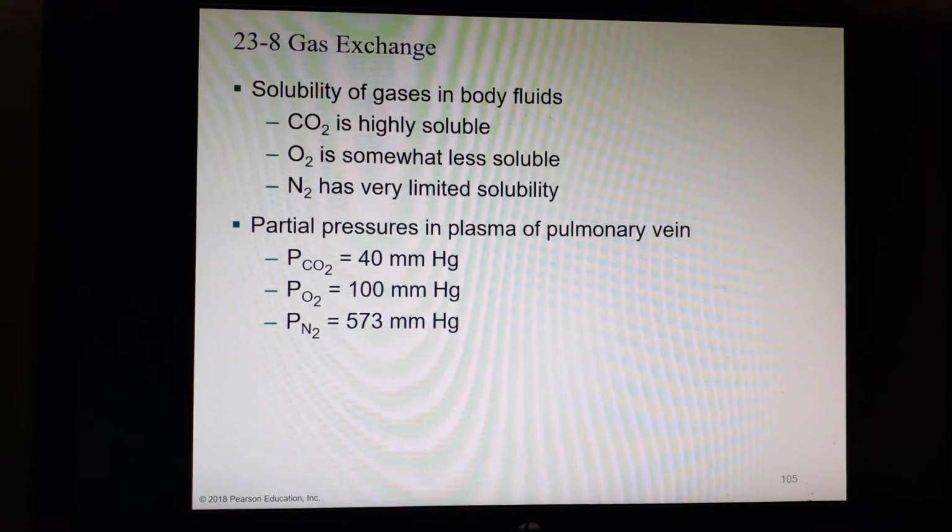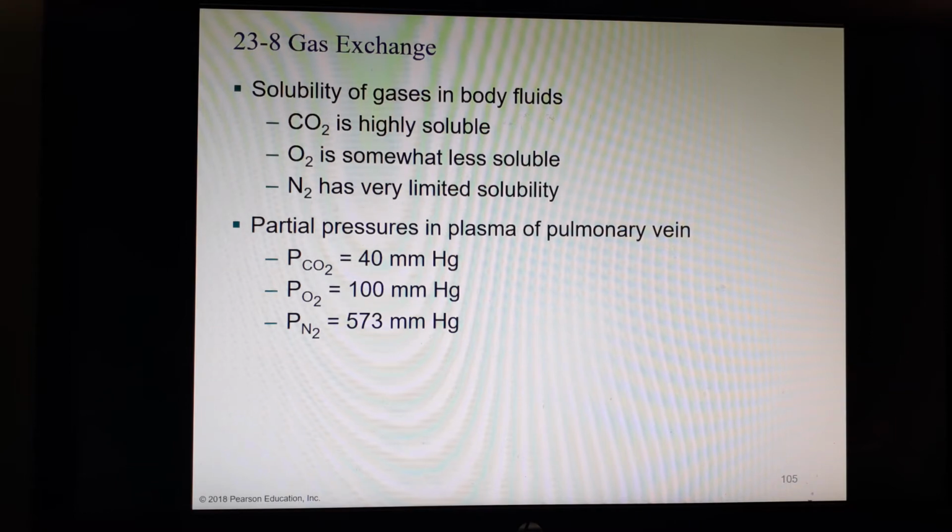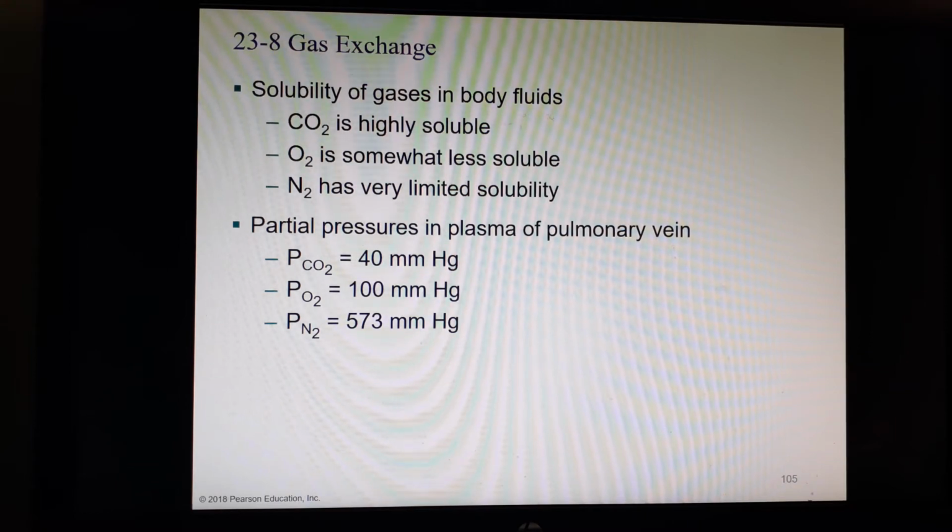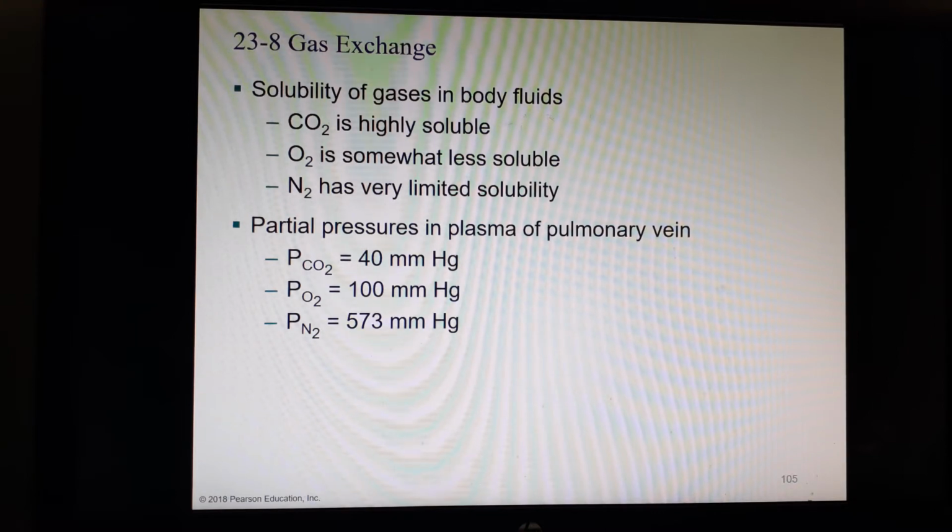So in the air-blood exchange, we have air, the gas is in atmosphere, and then it has to go into blood, which of course is a fluid. Now, also we have to worry about how soluble is each gas in fluid. CO2 is highly soluble, that's like dissolvable. O2 is less soluble, and nitrogen has extremely limited solubility.